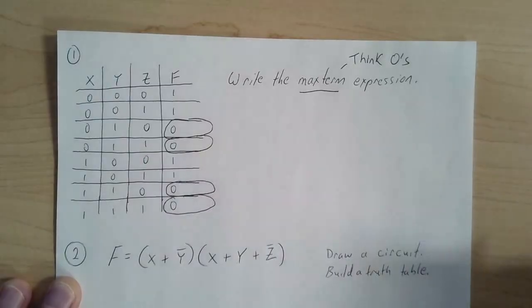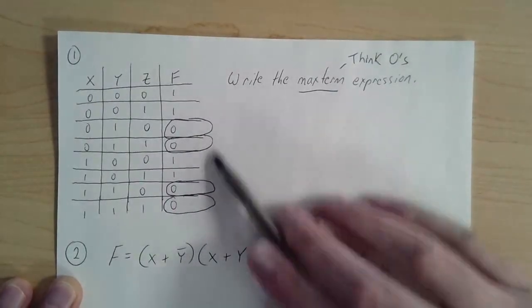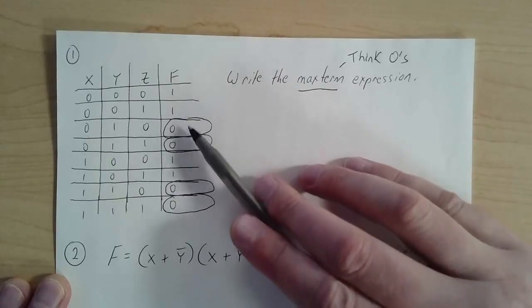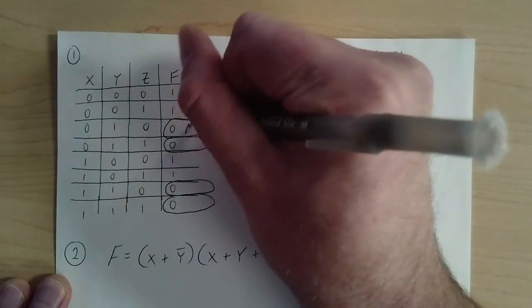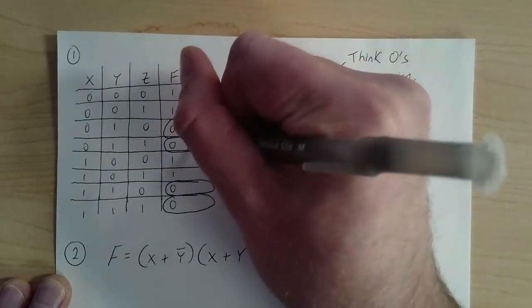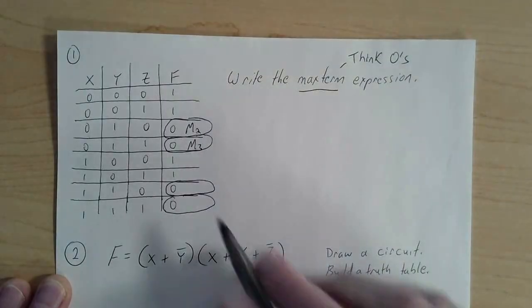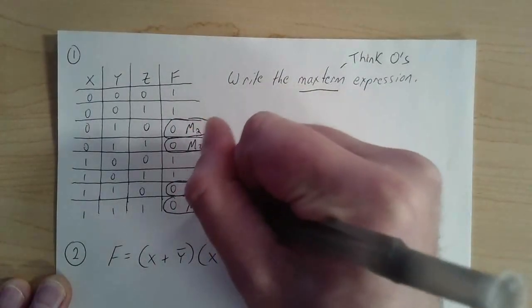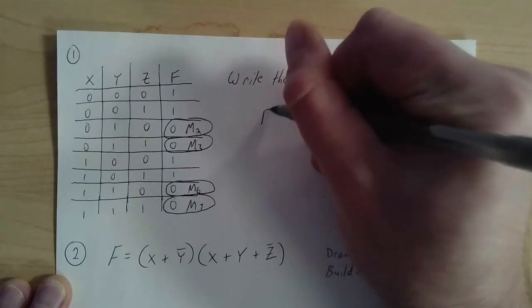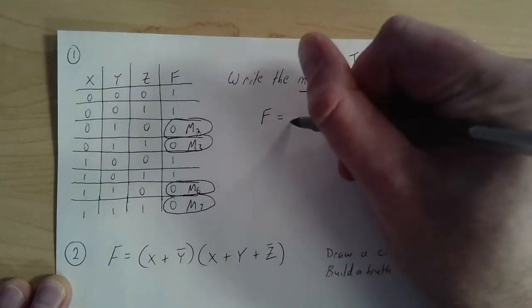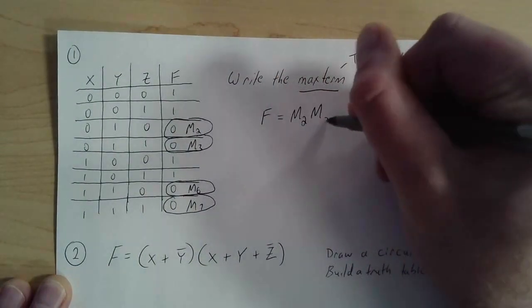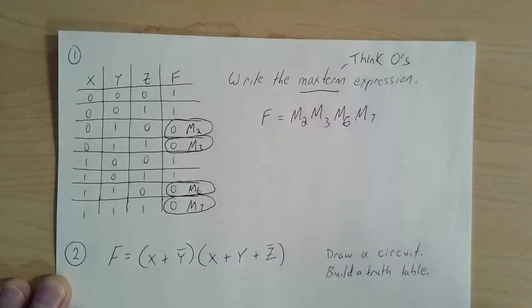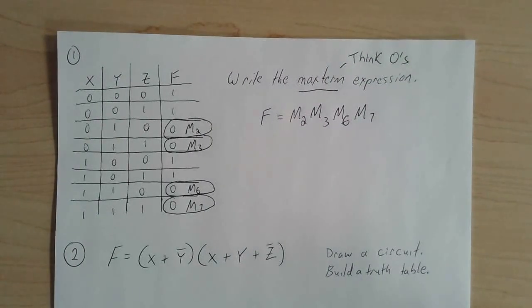expression. And so if we want to give them their short name, we can go ahead and say this is row 0, row 1, and then here's row 2. So it's capital M subscript 2, capital M subscript 3, 4, 5, and then we have M6 and M7. So the short form would say that this is M2 and M3 and M6 and M7. But we want the expanded form of this.